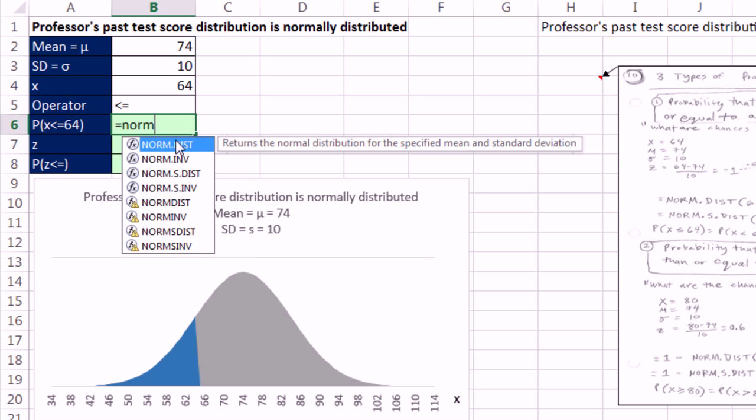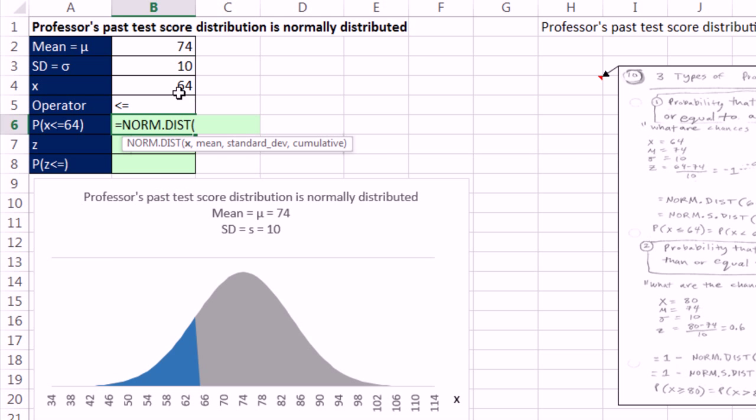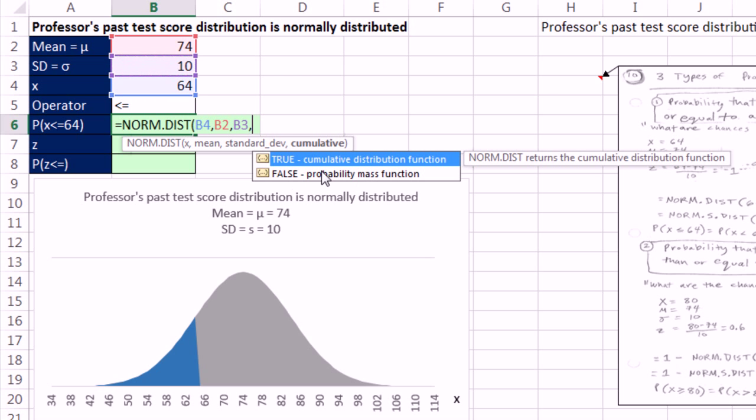NORM.DIST. Now notice there's a bunch of norm functions. All the ones with the yellow triangles are compatibility functions. We're not going to use any of those. We're going to use our 2010 or later function. DIST gives us the probability or height. Inverse will give us the actual x value. So our x, boom, there it is. Remember, this always goes from the low end up to our x. There's our x. Comma mean, comma standard deviation, comma cumulative.